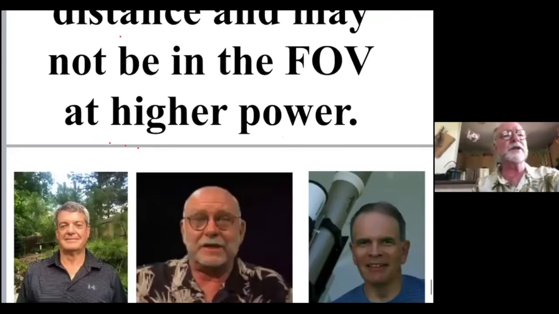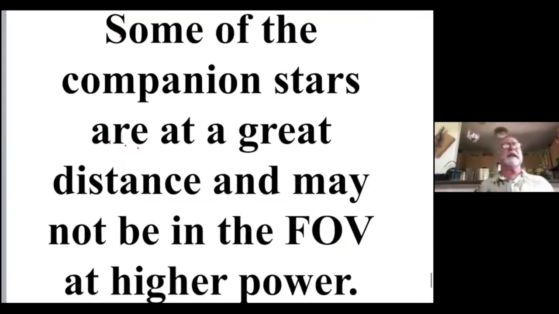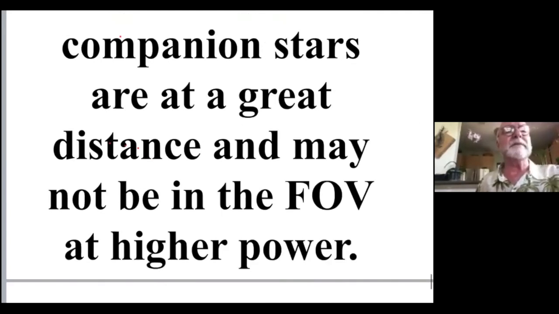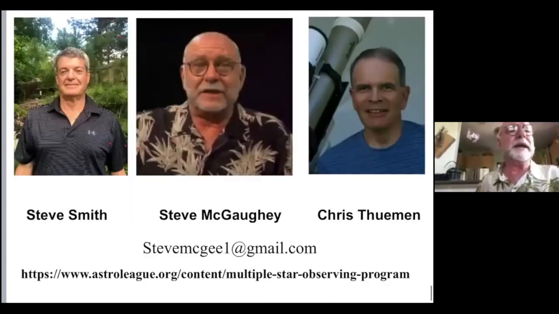So what you want to do is scan the area with low power and see if you can find that one stray companion that may be as much as 3 arc minutes away or an arc minute away, whereas your other companions may be a few arc seconds away. So there's a need to be able to scan at a low power to get that outer companion.